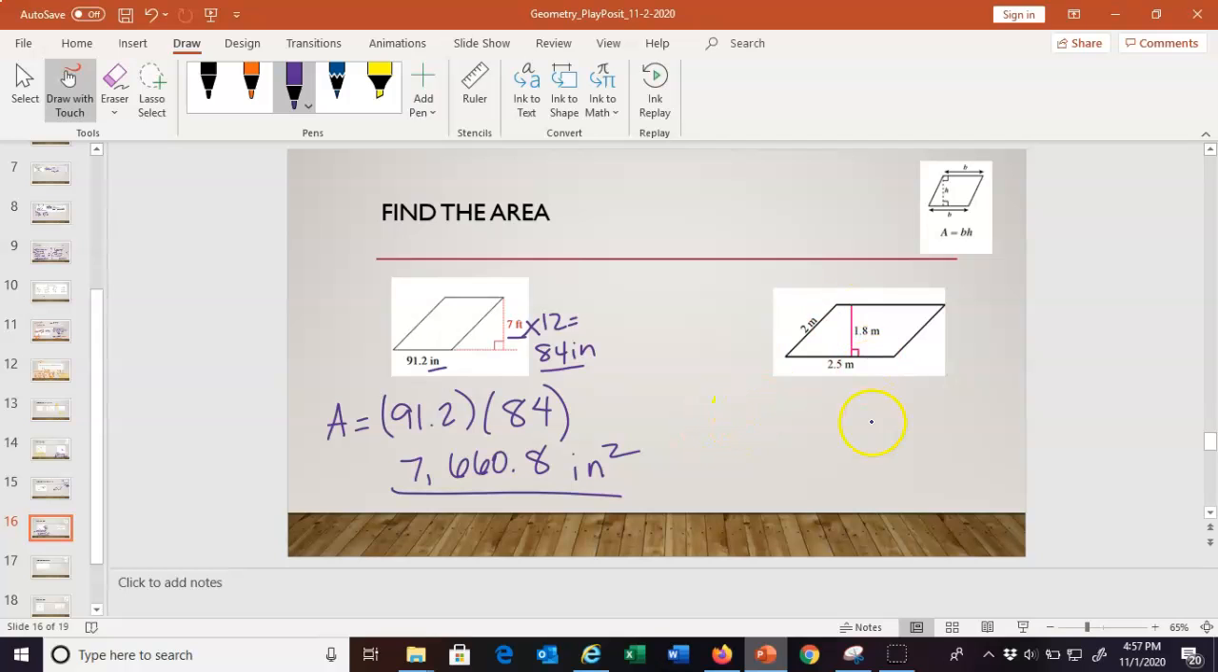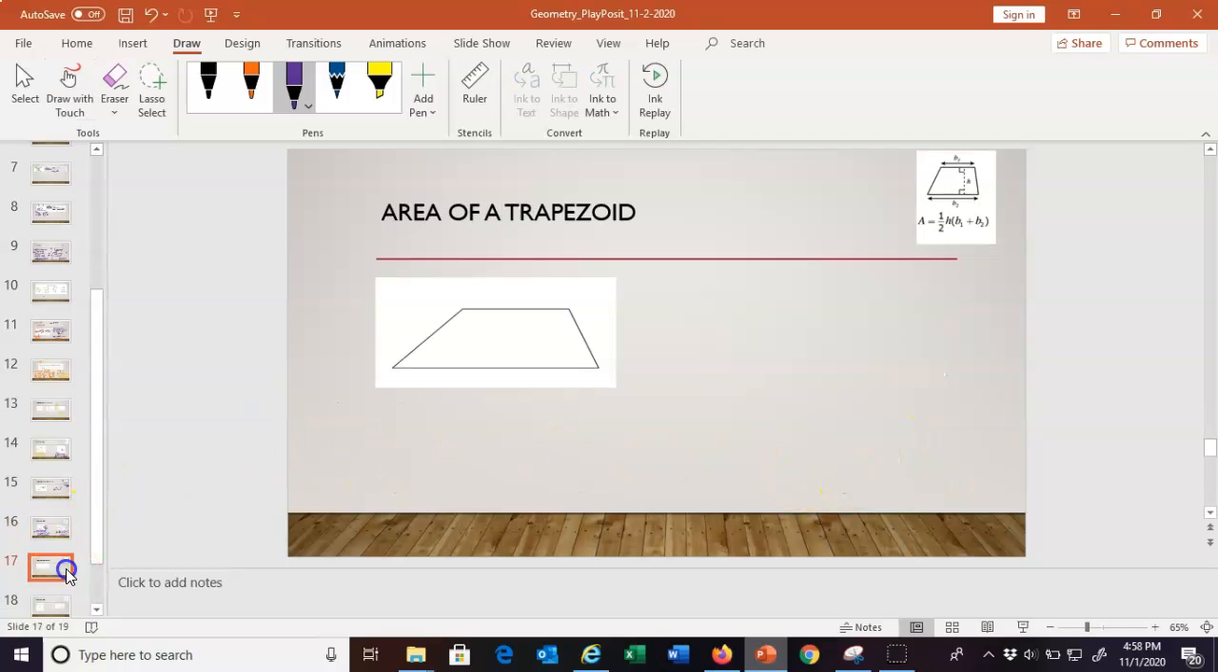All right, let's try the second one. So we're going to have area equals the base is 2.5 and the height is 1.8. They're both meters. That's good. We checked that. There's some extra information here that you do not need. So don't worry, you don't necessarily use all the numbers. So we have 2.5 times 1.8. 4.5 meters squared. So hopefully you're seeing that it's mostly just using that formula, mostly.